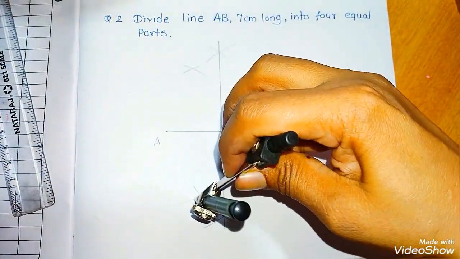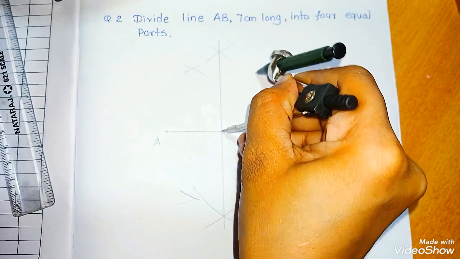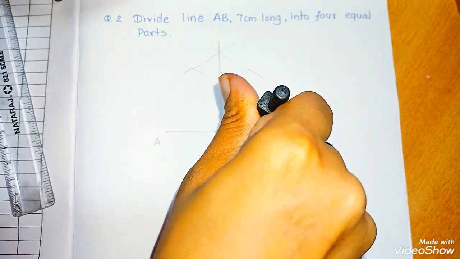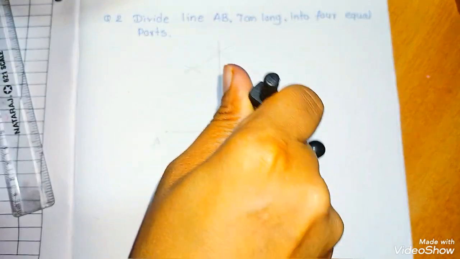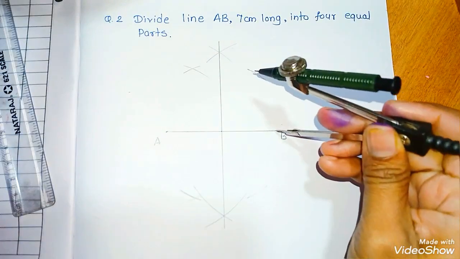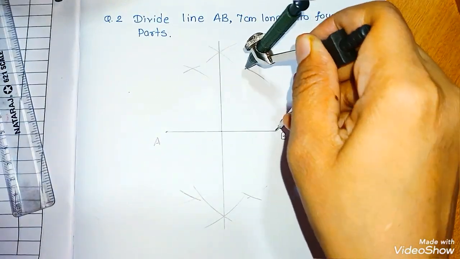Thus the 3 points are C, O, D. Divide line AB into 4 equal parts. Line AB has been divided into 4 equal parts.